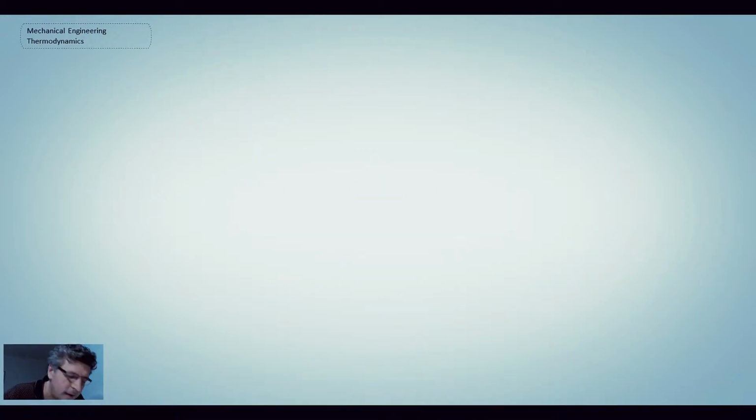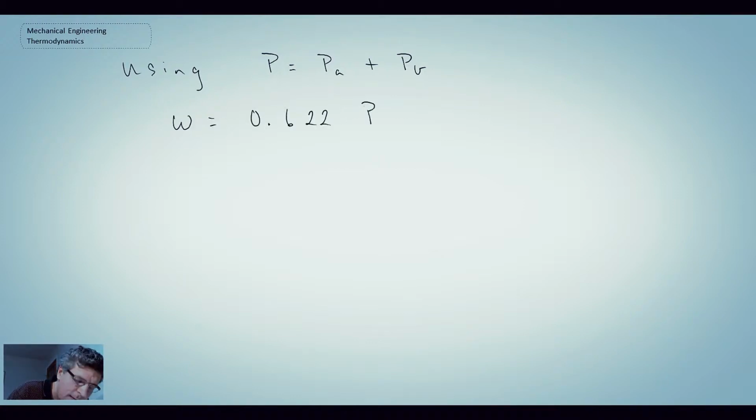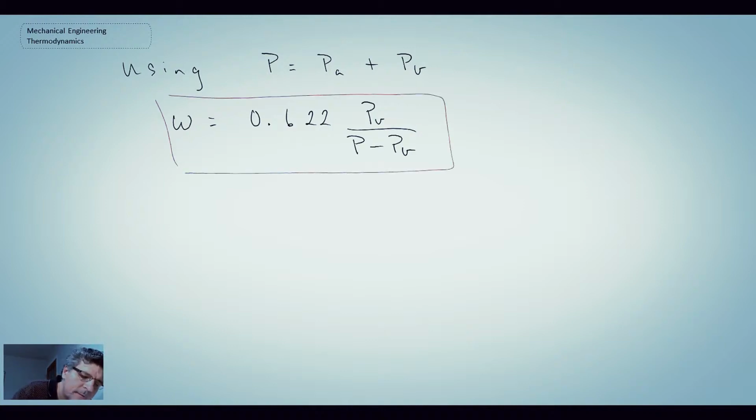So what we can do, we can continue on, and using the concept that the mixture pressure, the total pressure, will be a combination of the air and the contribution from the water vapor, we can rewrite the specific humidity in the following manner. And we get this equation here. Now, this is a useful relation.